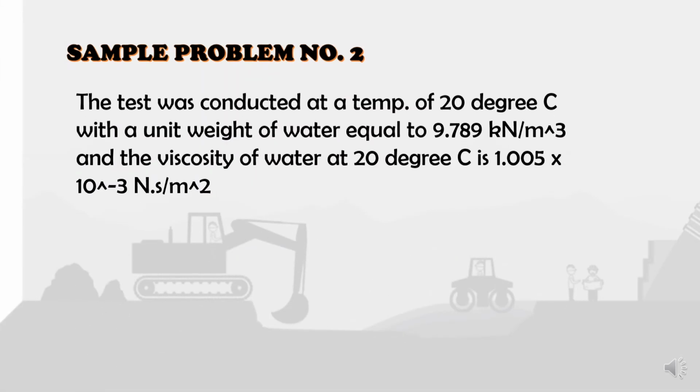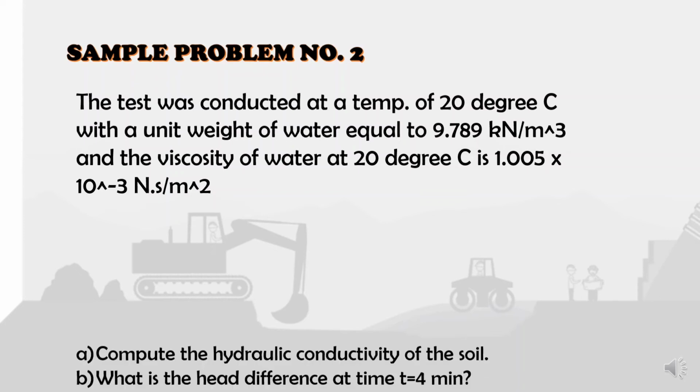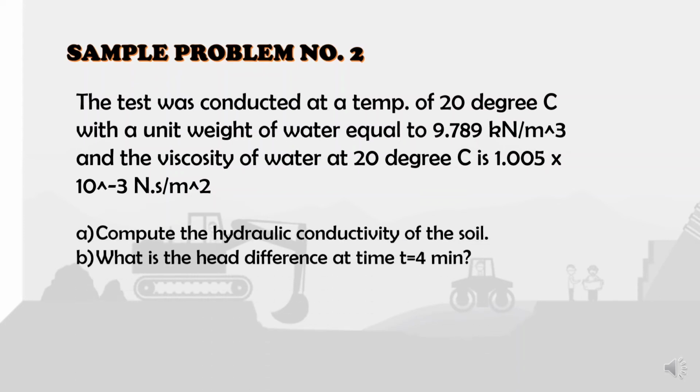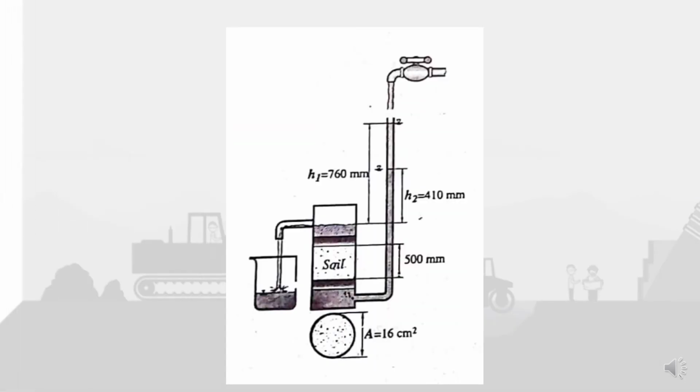The test was conducted at a temperature of 20 degrees Celsius with a unit weight of water equal to 9.789 kilonewton per meter cubed, and the viscosity of water at 20 degrees Celsius is 1.005 times 10 raised to negative 3 Newton second per meter squared. A. Compute the hydraulic conductivity of the soil. B. What is the head difference at time t equals 4 minutes? So here is the figure for sample problem number 2.